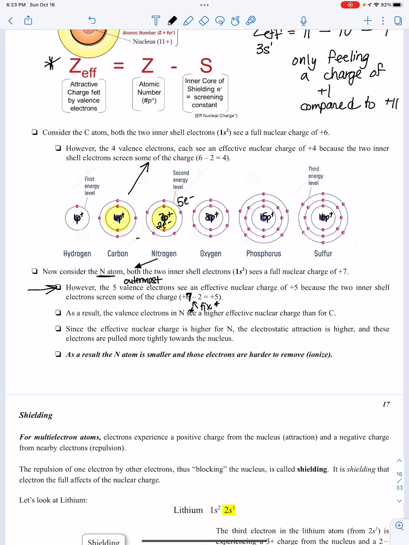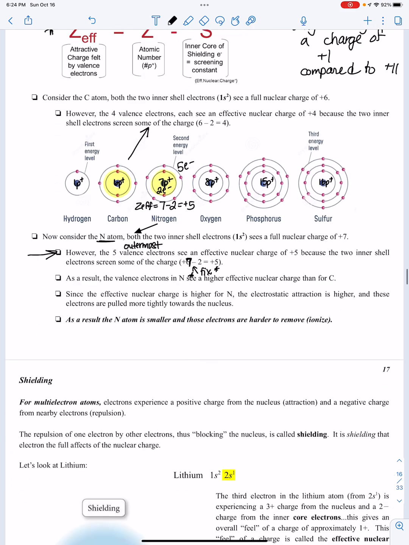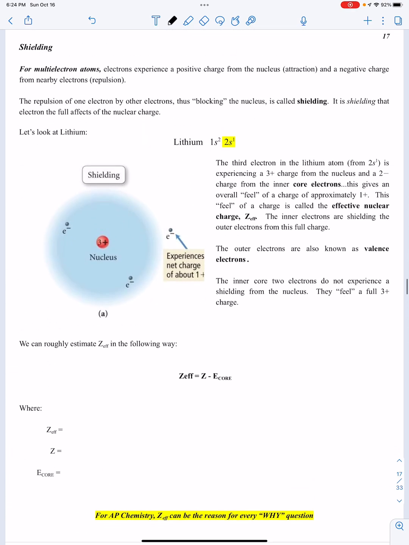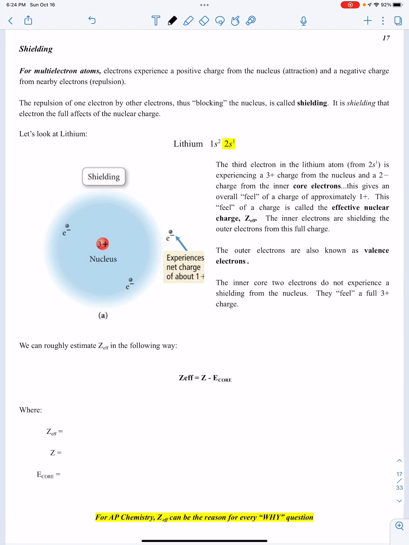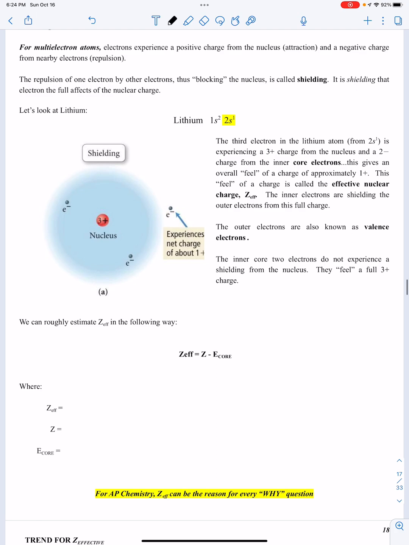There's a 7 plus. If I want to get Z effective, it'll be the total number of protons or the atomic number minus the core electrons. Those are the ones on the inside, the lower energy level. That's plus 5. And you could also read the carbon one on your own. I want to end with talking about shielding just one more time and then just our overall trend for Z effective so you can remember.